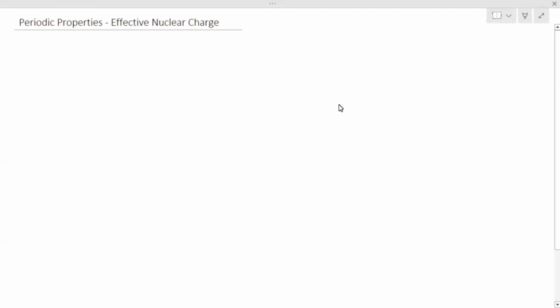One among the periodic properties is effective nuclear charge. Okay, so let's start. What do you mean by effective nuclear charge? Effective nuclear charge actually means the actual charge which is experienced by the electron. What do you mean by actual charge?